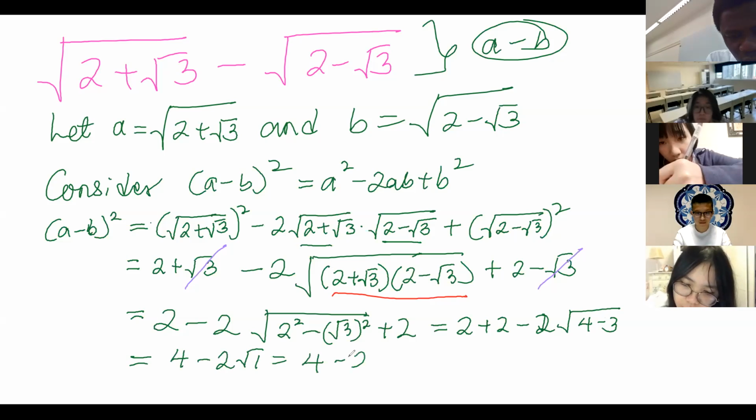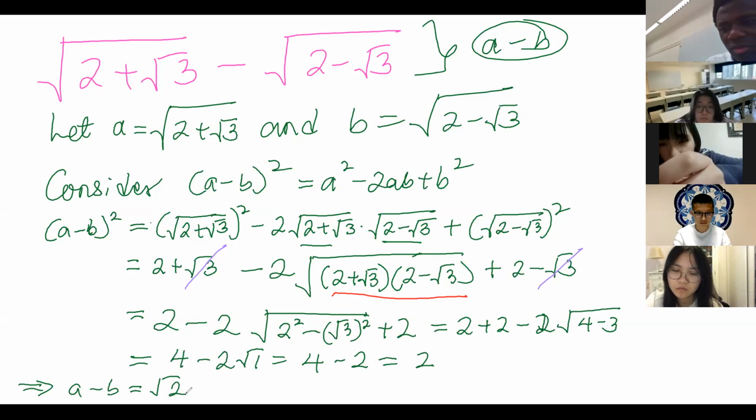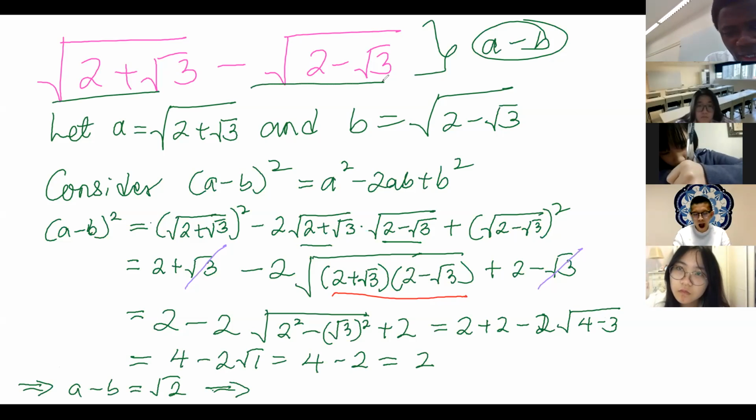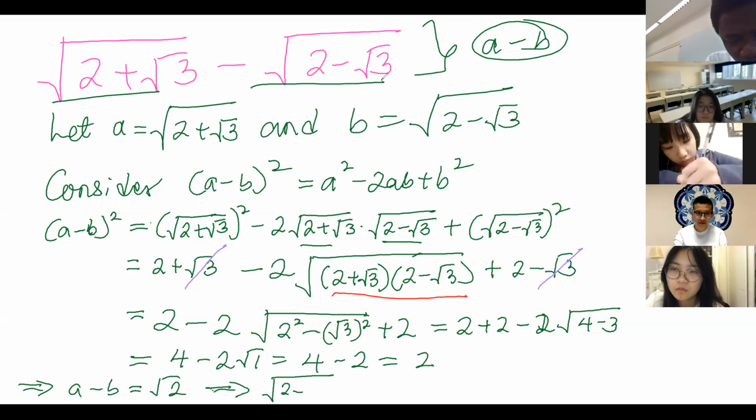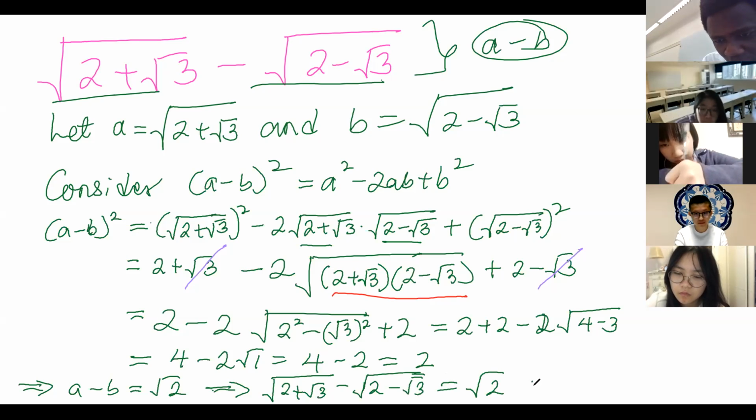Which is 4 minus 2 root 1. That is 4 minus 2, which is equal to 2. Can you see? So if (A minus B) squared is 2, which means our A minus B is what? The square root of 2. Can you see? And that means what's our A minus B? Our A minus B is this minus this. So the square root of 2 plus root 3 minus the square root of 2 minus root 3 is actually root 2 in exact form. And that's the end.